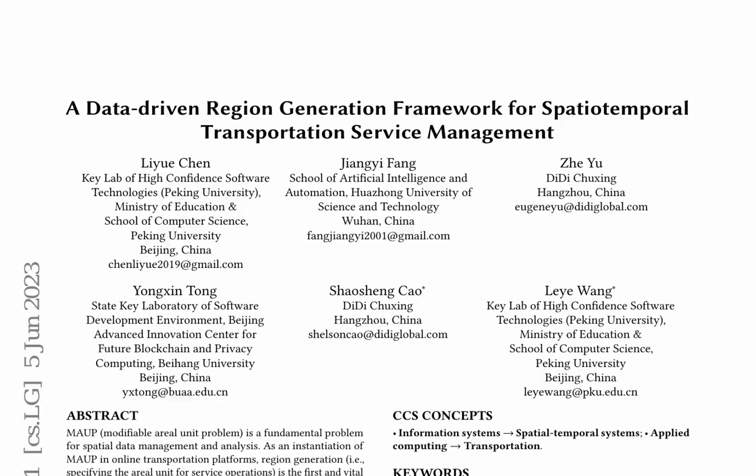The RegionGen framework for spatiotemporal transportation service management is a two-step process. First, it segments the city into atomic spatial elements based on road networks and obstacles. Second, it clusters these elements to maximize key operating characteristics through a multi-objective optimization process.